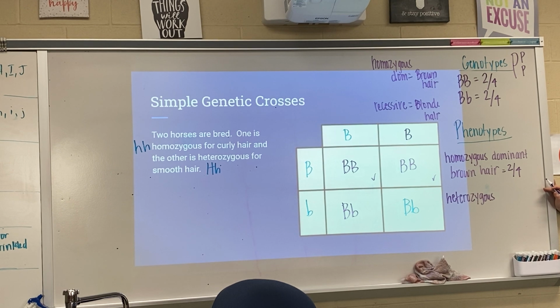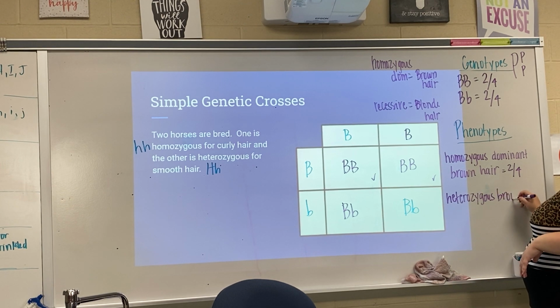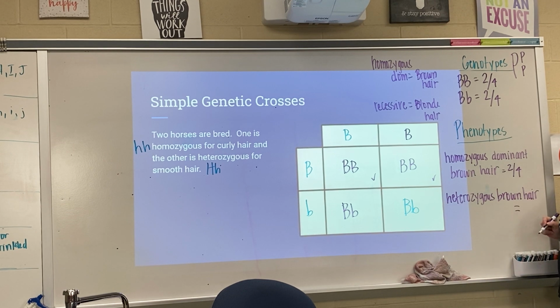So what characteristic is going to be heterozygous? Savannah, say it. Just say it. Brown hair, good. And how many do I have? It's right up here. 2 out of 4.